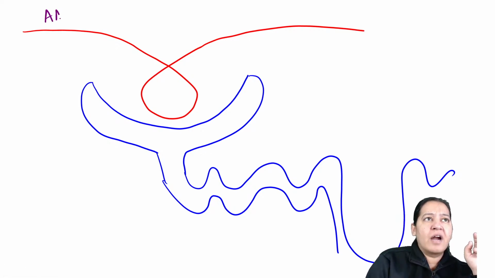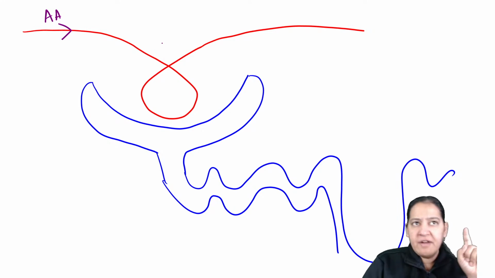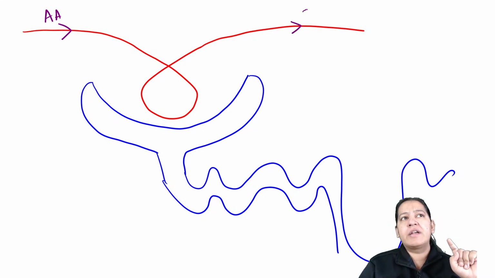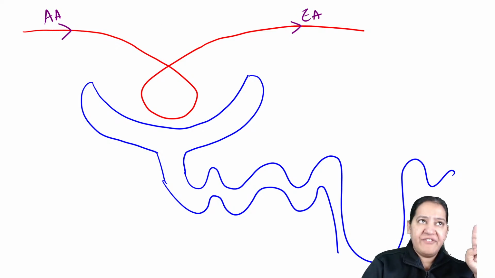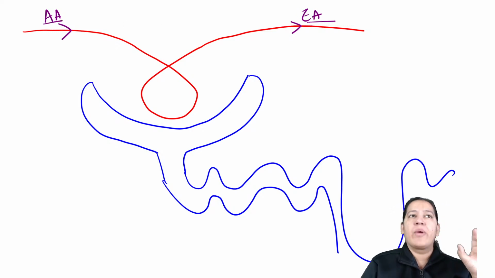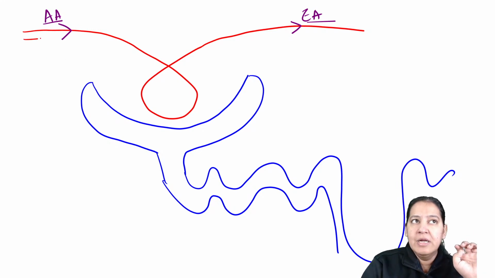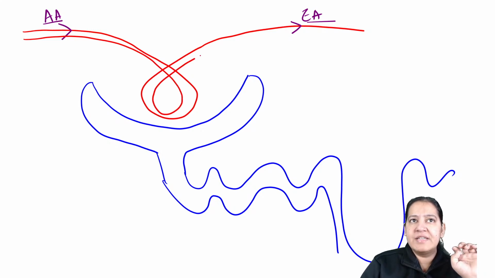This is the afferent arteriole coming here, forming a tuft of capillary inside the Bowman's capsule. And the efferent arteriole is going out. So afferent is coming and efferent is going, and in between there is a tuft of capillary. Now please understand, it is very difficult. So let me complete this diagram for you, then you will have an understanding of it.